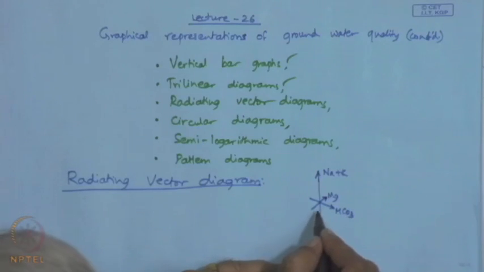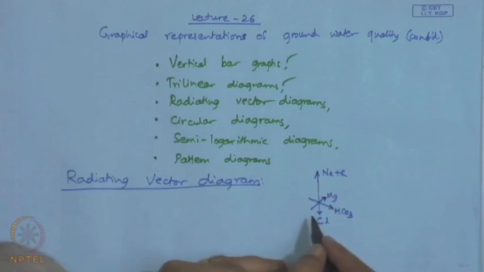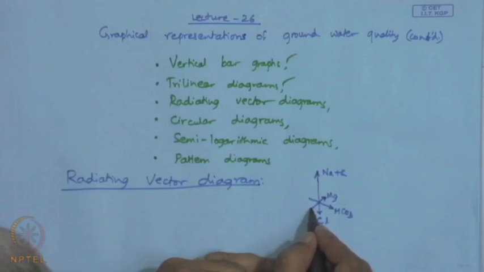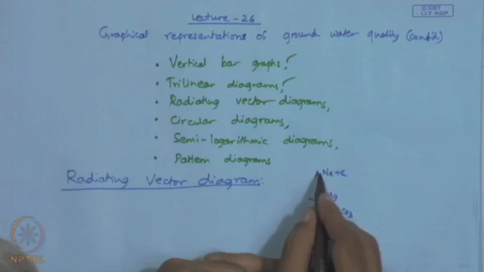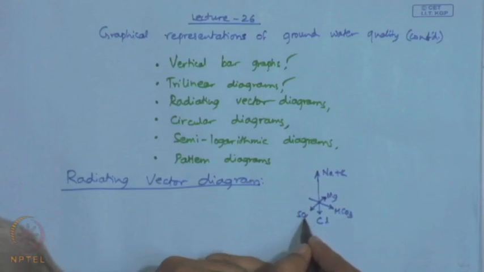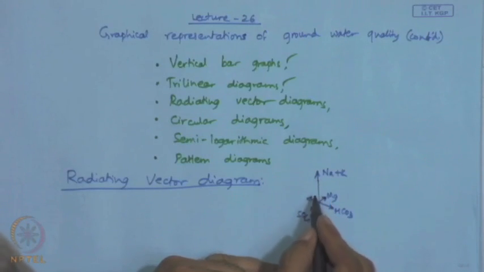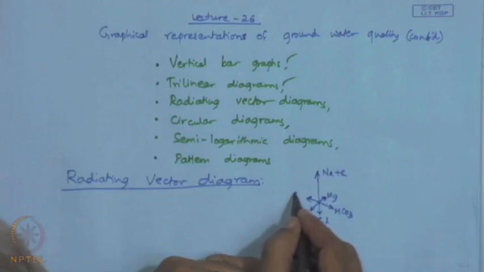The length of the 180 degree or vertically downward line represents the chloride concentration, and the length of the 240 degree line clockwise from the vertically upward line represents the sulfate concentration. Lastly, the 300 degree line clockwise from the vertically upward line, or 60 degree anticlockwise from the vertically upward line, represents the calcium concentration.